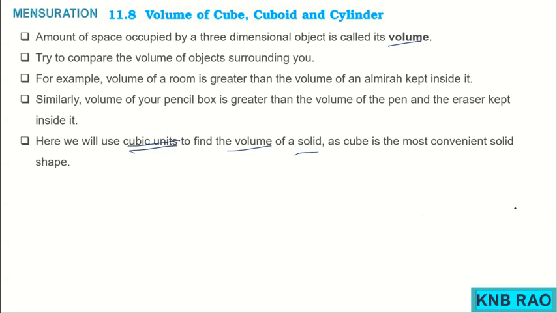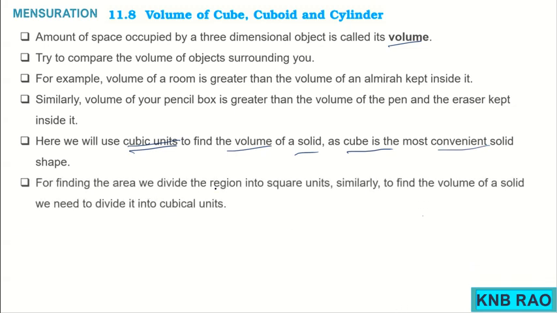Remember, we use square units to find the area of a region. That is, graph sheets we have used to find the area of a palm, the area of a leaf in your class 7th. Similarly, we will use cubic units to find the volume of a solid, as the cube is the most convenient solid shape. For finding the area, we divide the region into square units. Similarly, to find the volume of a solid, we need to divide it into cubical units.